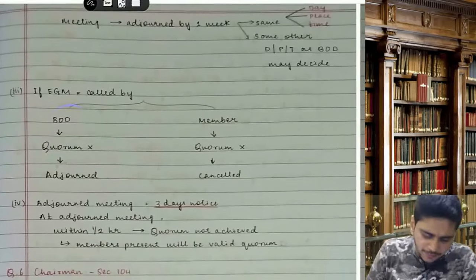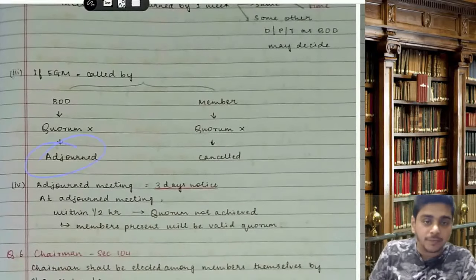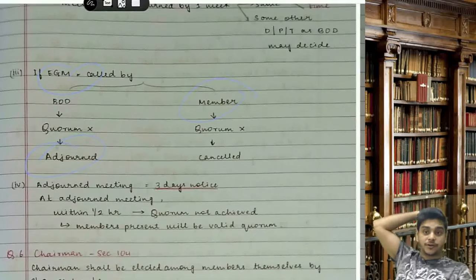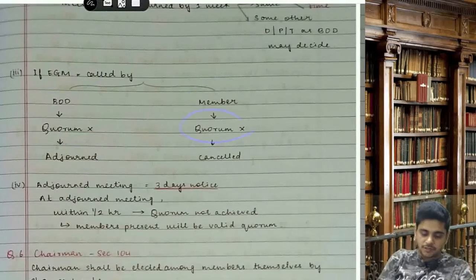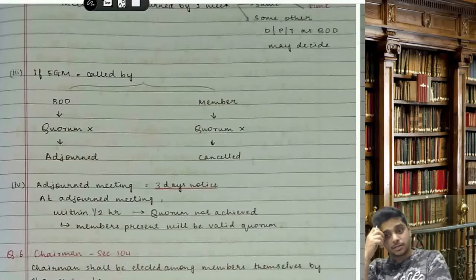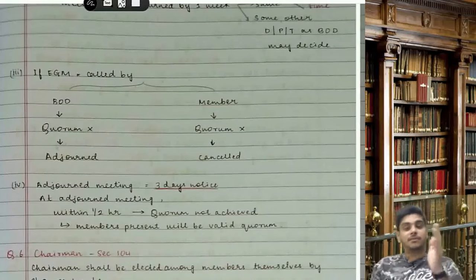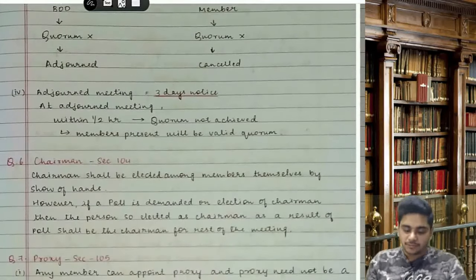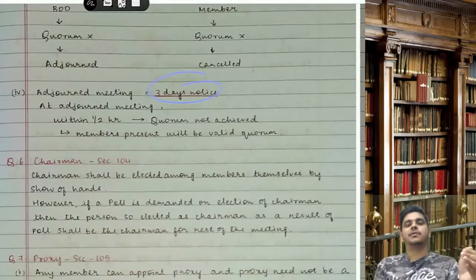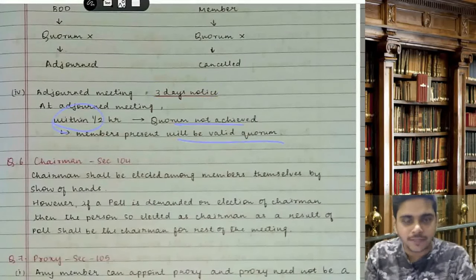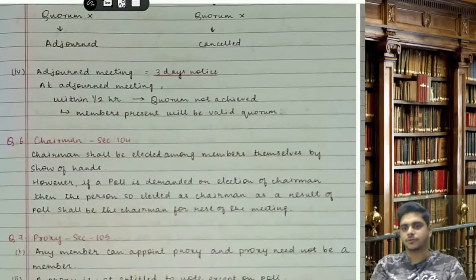If EGM is called by the board and quorum is not achieved, the meeting would be adjourned. If EGM is called by the members, section 100, and quorum is not achieved, the EGM would be cancelled. So read the question very thoroughly. For an adjourned meeting, notice is 3 days; for a normal meeting, 21 days. Then at the adjourned meeting, if within half an hour quorum is not achieved, the members present will be the valid quorum.